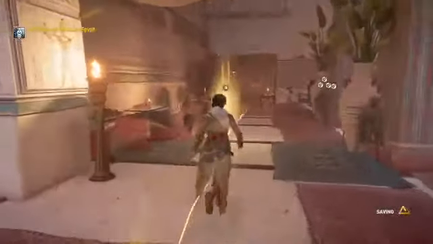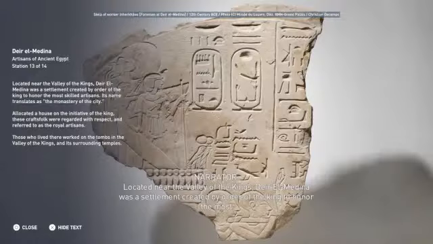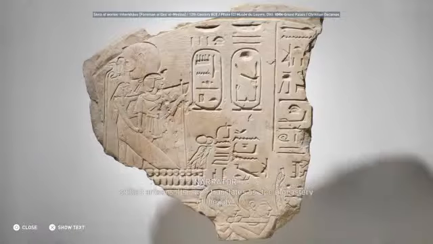And I believe that script is located near the Valley of the Kings. Ancient Egyptian Deir el-Medina was a settlement created by order of the king to honor the most skilled artisans. Its name in hieroglyphics translates as the monastery of the city. Allocated a house on the initiative of the king, these craftsfolk were regarded with respect and referred to as the royal artisans. Those who lived there worked on the tombs in the Valley of the Kings and its surrounding temples.